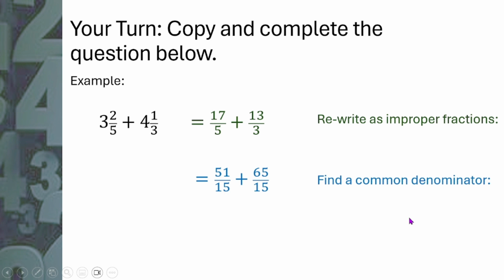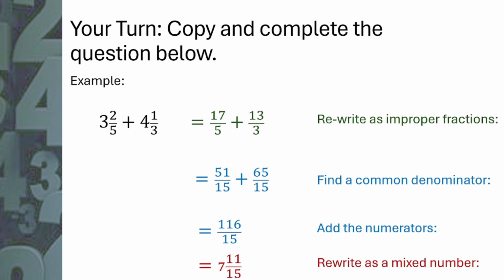Step 3, add the numerators, they're the top numbers. And step 4, we're going to divide the top by the bottom, or we're going to say how many times does 15 go into 116, and we need to ask ourselves what the remainder is. The remainder should be written over the 15. We have 7 and 11 15ths.